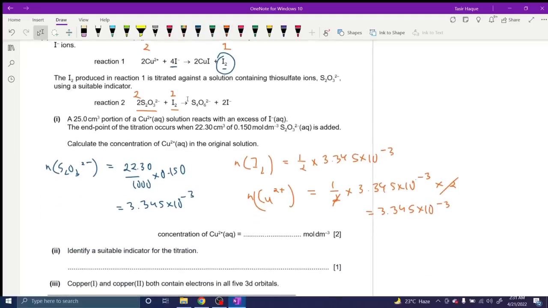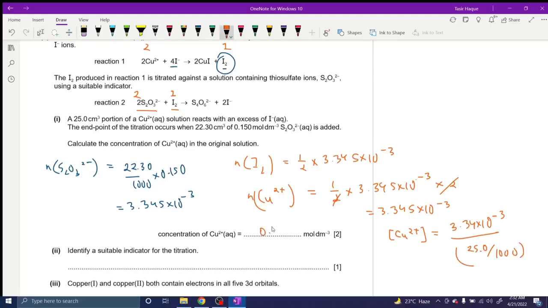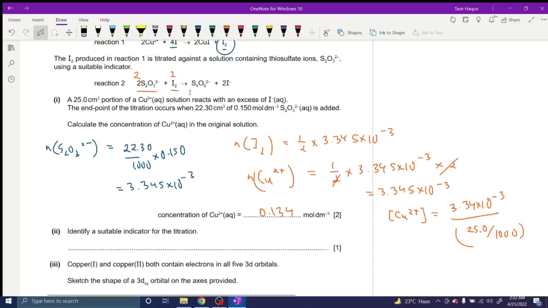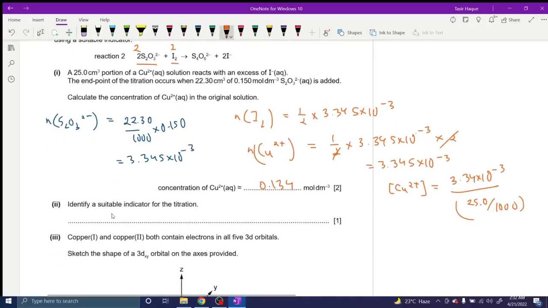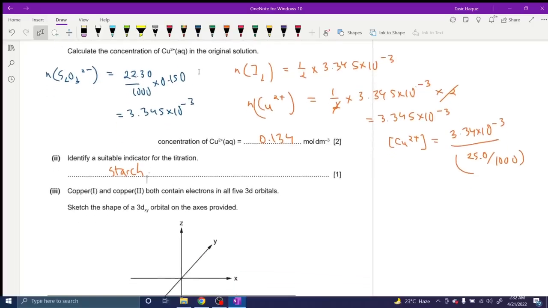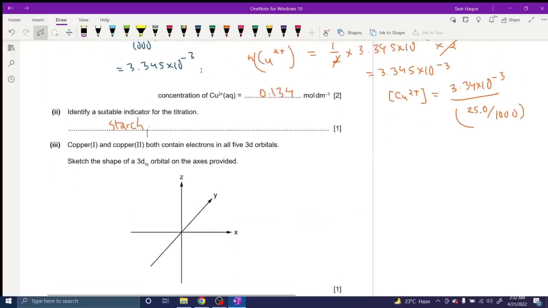However, this is not our answer because we need concentration. The concentration of copper is going to be 3.345 into 10 power minus 3 divided by 25.0 by 1000. That's all. So we are getting a value of 0.134 to 3SF. Identify a suitable indicator for the titration. I was telling you, it's starch. It is added close to the endpoint to get a distinct color.